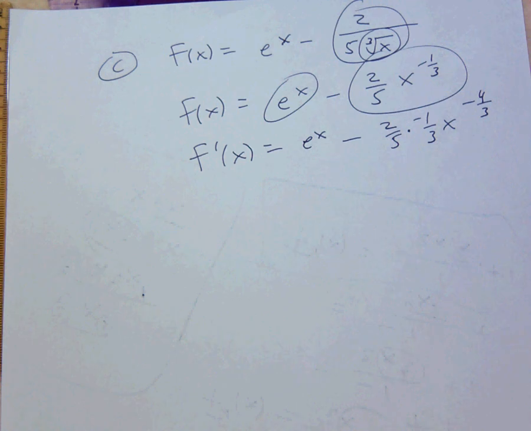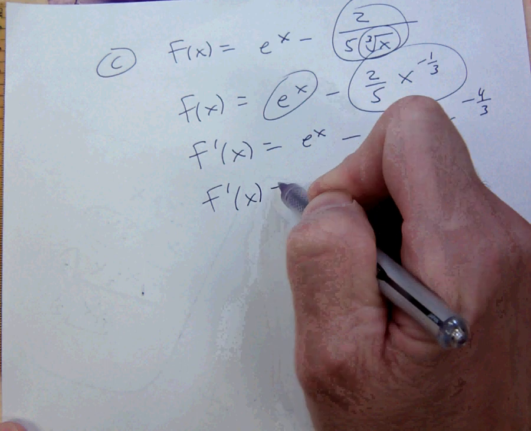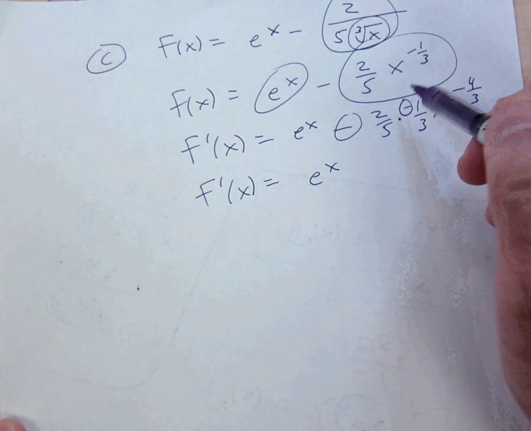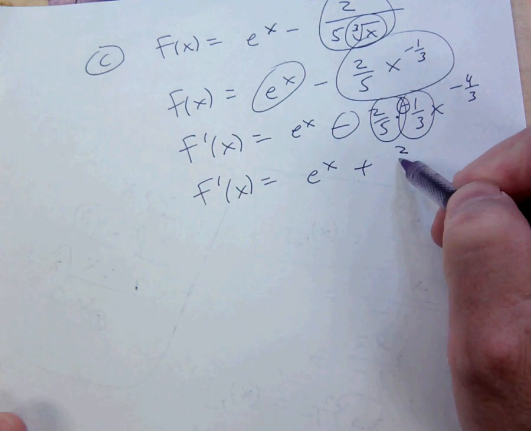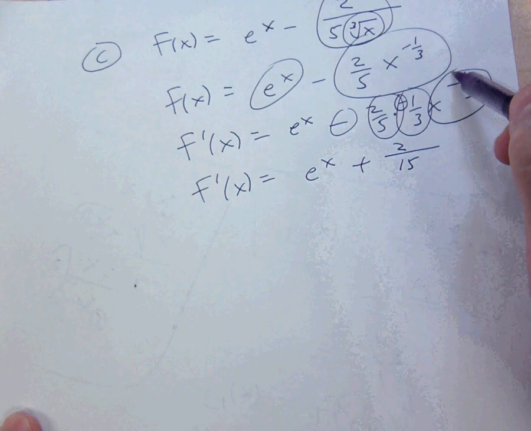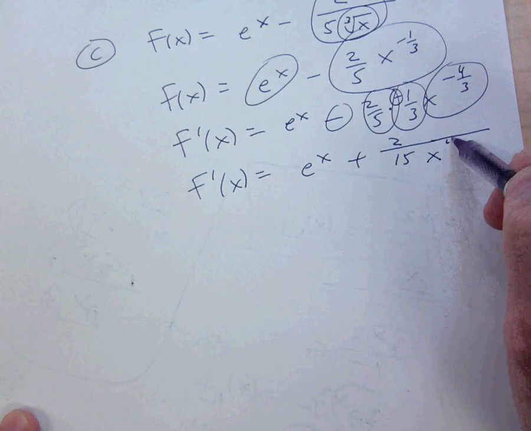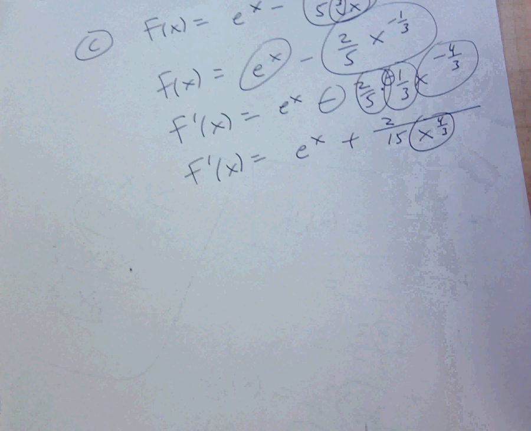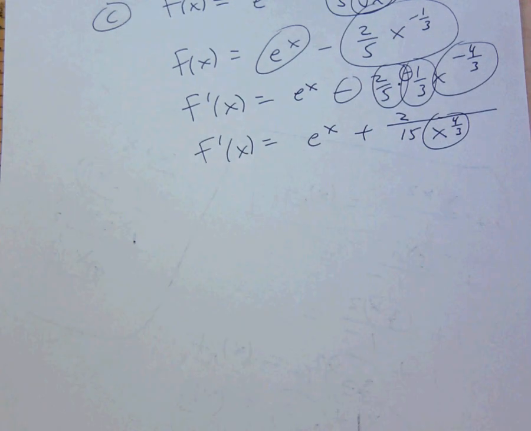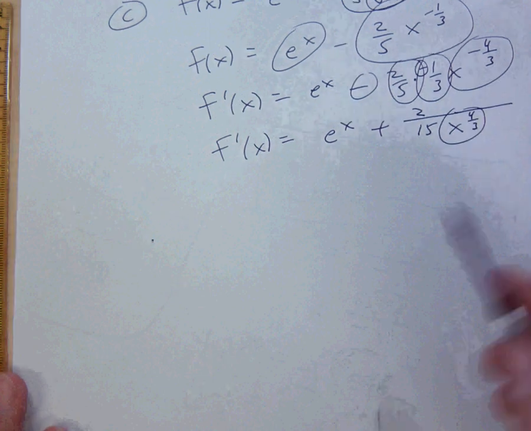Okay, so here it goes. First of all, minus and negative turns into a plus. When I multiply those, I get 2/15, right? And then to make that a positive exponent, don't I move it to the denominator? Right? Everybody okay with that? I don't stop there though, do I? No. Okay, so I'm going to change that to what? You tell me. What am I going to change the x to the 4/3 to? To what?